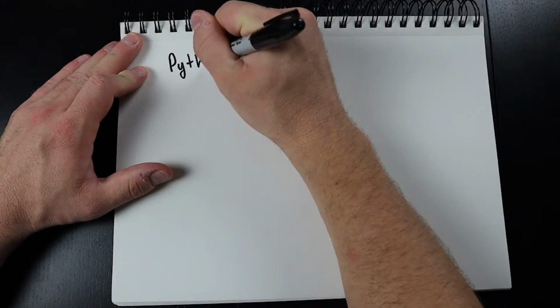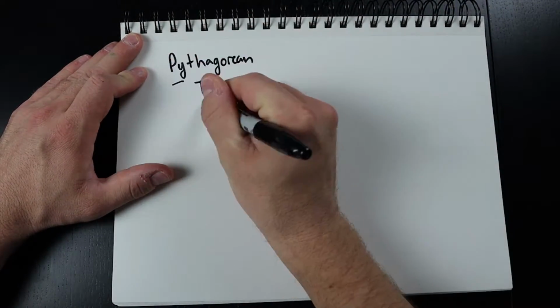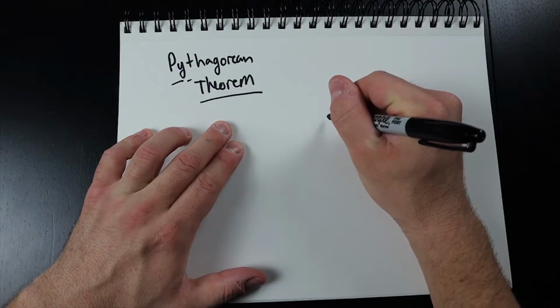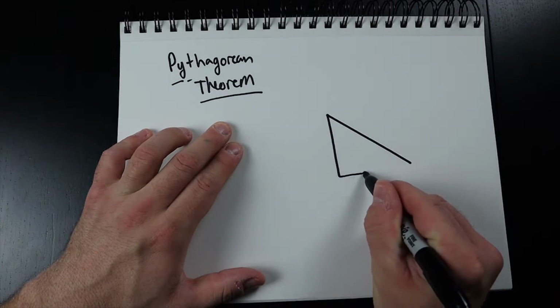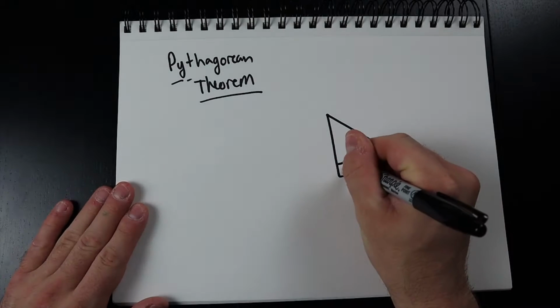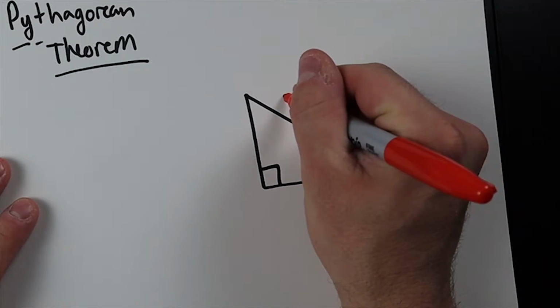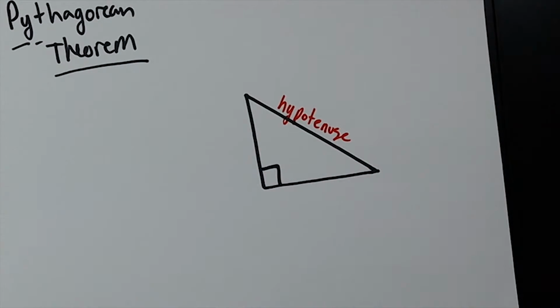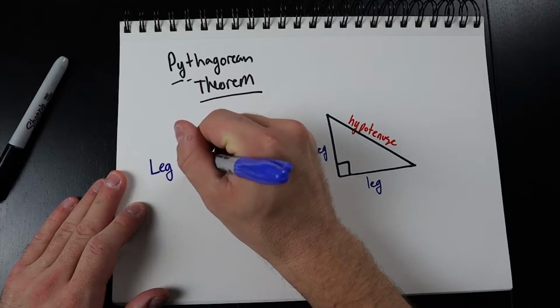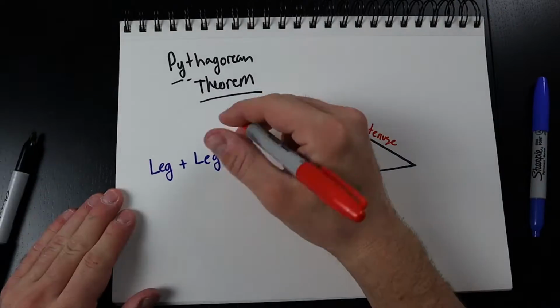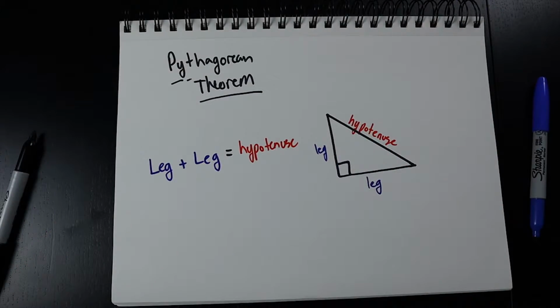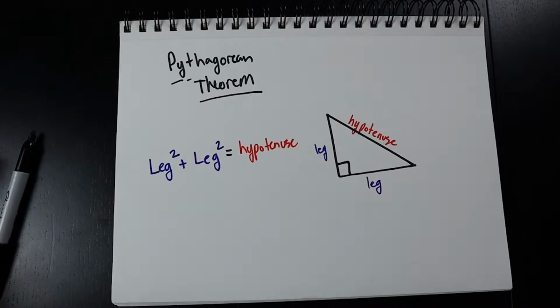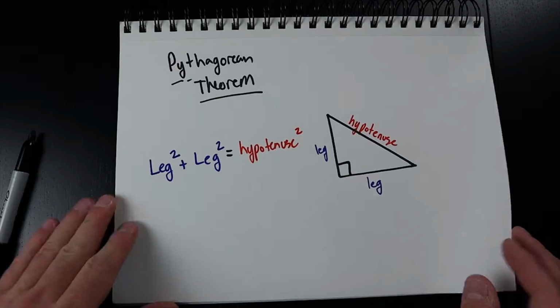So the Pythagorean theorem is an interesting pattern that happens with right triangles and only right triangles. The theorem comes from the three sides of a right triangle which have special names. The longest side opposite the right angle is called the hypotenuse, and the two smaller sides that create the right angle are called the legs. The Pythagorean theorem highlights the relationship between the legs and the hypotenuse of a right triangle, which goes like this. Leg squared plus leg squared is equal to the hypotenuse squared.